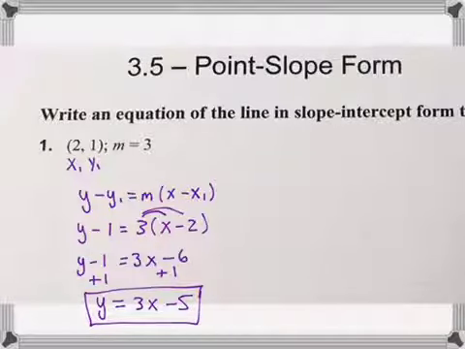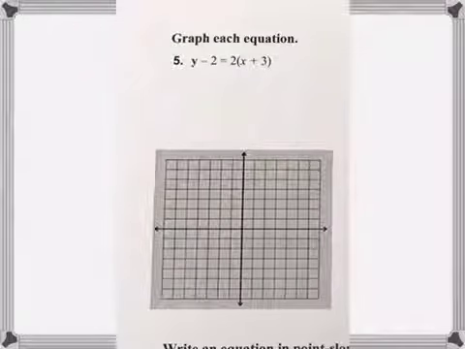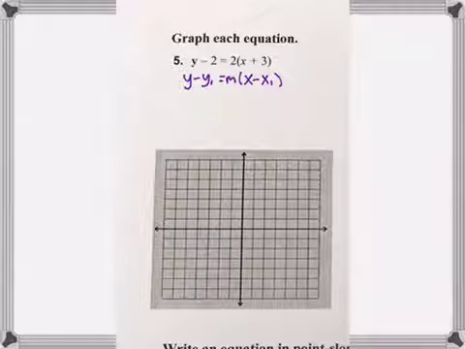Question 5, it says graph the equation. This equation is in point-slope form, which remember is y minus y1 equals m times x minus x1. And so in order to graph this, we can either rewrite the equation in slope-intercept form, or we can pull out the point and the slope and start there. So let's see if we can find x1, y1 first.